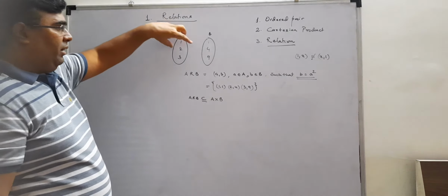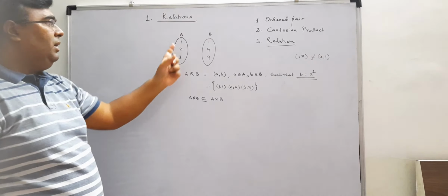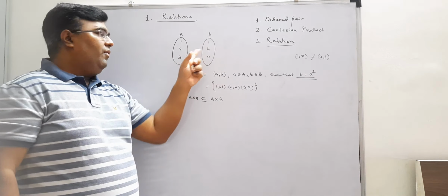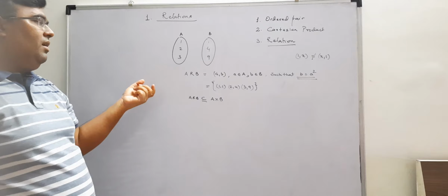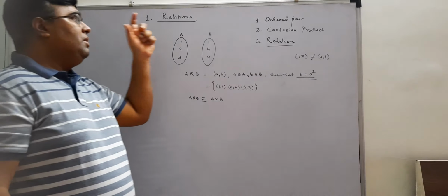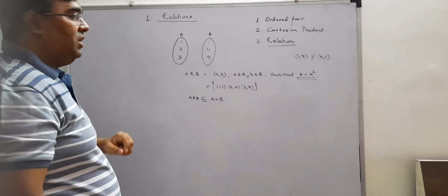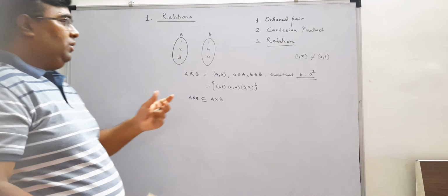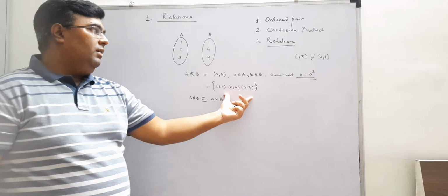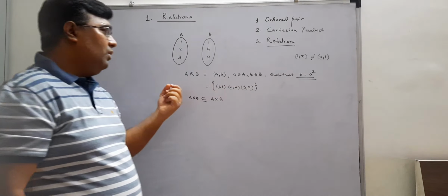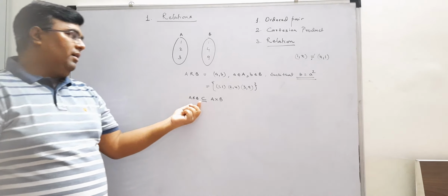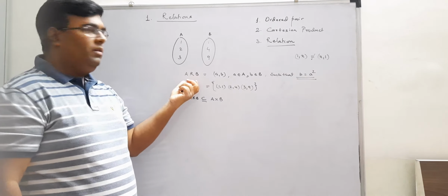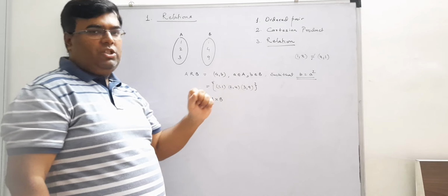If I calculate A cross B, it will be (1, 1), (1, 4), (1, 9), (2, 1), (2, 4), (2, 9), (3, 1), (3, 4), (3, 9). All the elements of A will be paired up with all the elements of B. But in a relation, the condition should be satisfied. So only 3 pairs are there where this condition is satisfied, hence ARB is a subset of A cross B. This is the notation of relation, and this is my definition of relation.